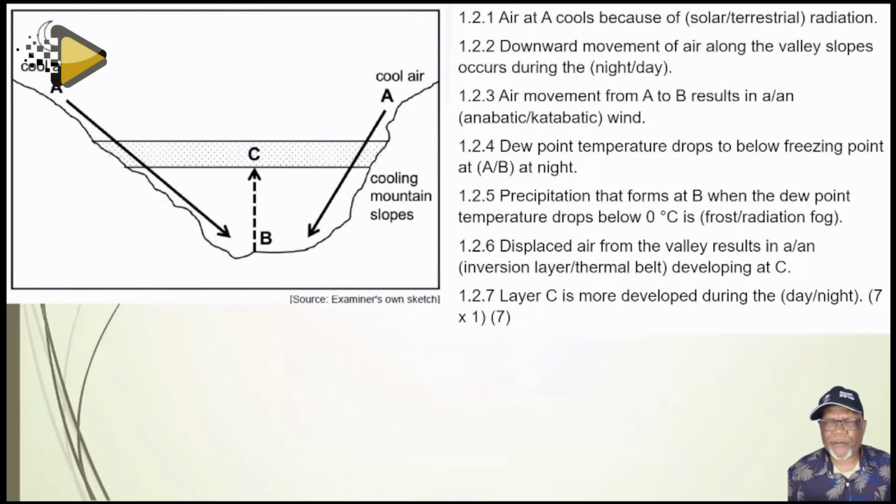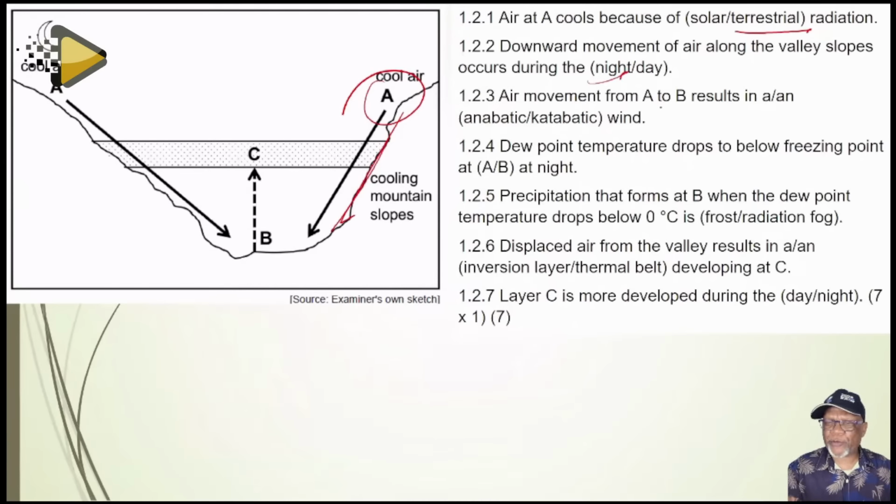Okay, now we have a few activities here. Let's look at activity one. It says air at A. Here is A. Air at A cools because of terrestrial radiation. It says downward movement of air along the valley slopes occurs during the night.